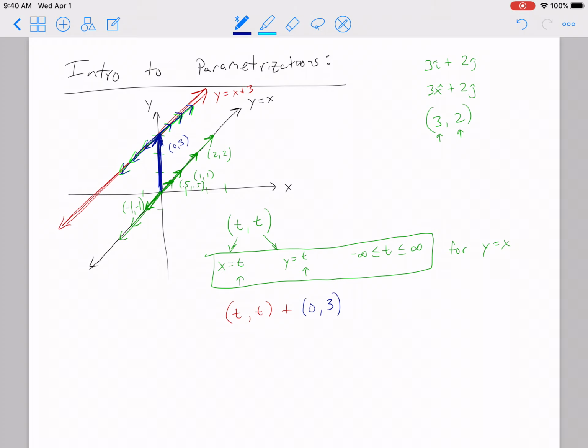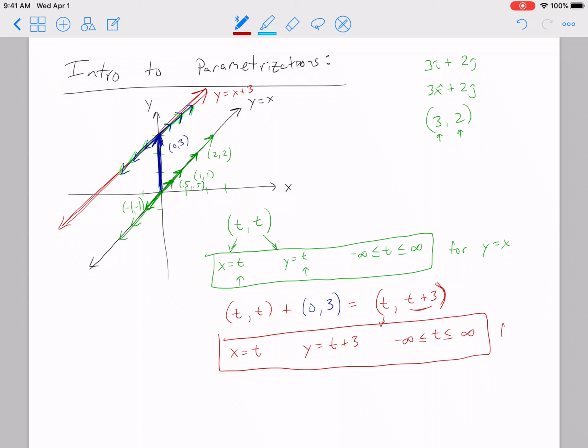And so we add those two together, and we'll get t, and then t plus 3. And that's going to be our parameterization in vector form. And so this one tells us that x equals t, and this one here tells us that y equals t plus 3, and this is again for all t. T's are not bound, they can be anything, negative infinity to positive infinity, and that right there would be our parameterization for y equals x plus 3.